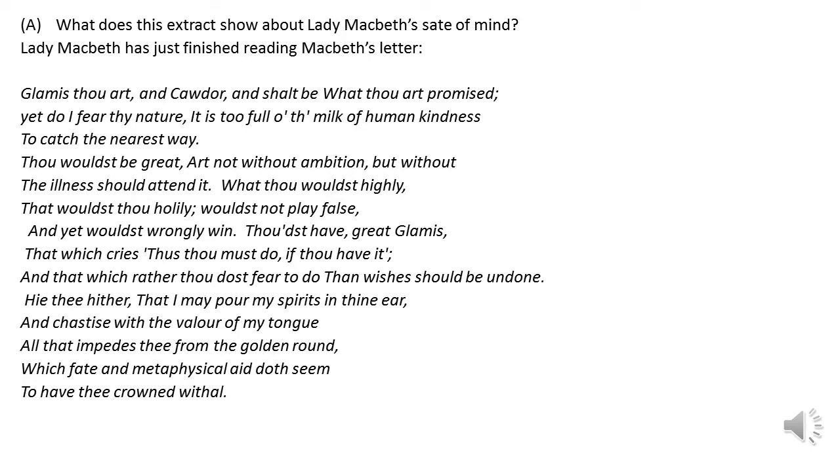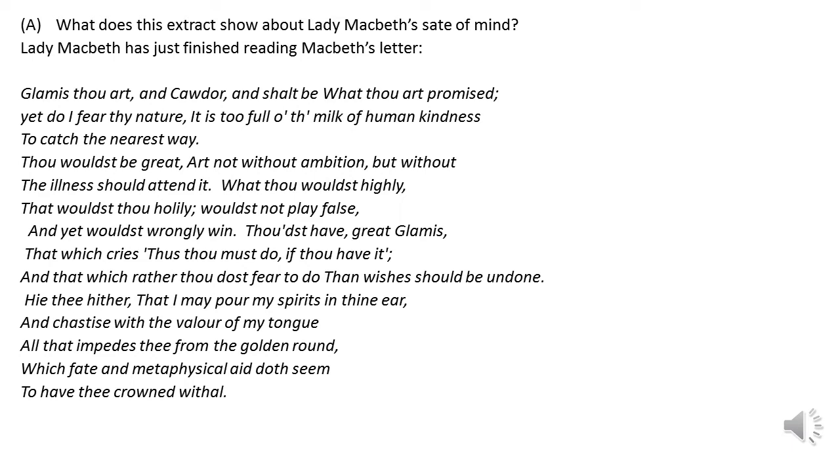"What thou wouldst highly, that wouldst thou holily, wouldst not play false, and yet wouldst wrongly win. Thou'dst have great Glamis, that which cries, thus thou must do if thou have it, and that which rather thou dost fear to do than wishes should be undone." Okay, basically she's talking a little bit in riddles, isn't she? But she's worried that he could be great, but he won't take the opportunity. She does say that he has some ambition, or not without ambition, but like I said earlier, without the illness.